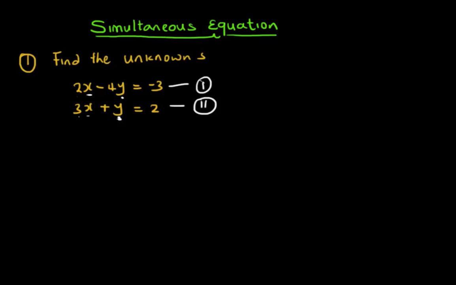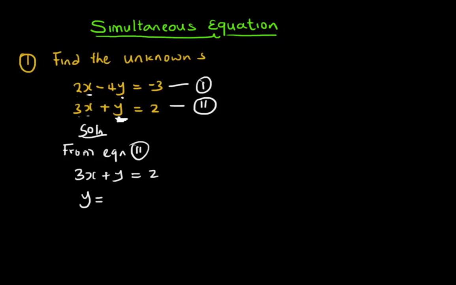Now let's solve this. Enough of talking. So we have the solution. Now I'm going to say from equation 2, and the reason for that is that I have y here that has coefficient 1. So I write equation 2, 3x plus y equals 2. Now I make y the subject of the formula. That means 3x goes to the other side, so I'll be having y equals 2 minus 3x.